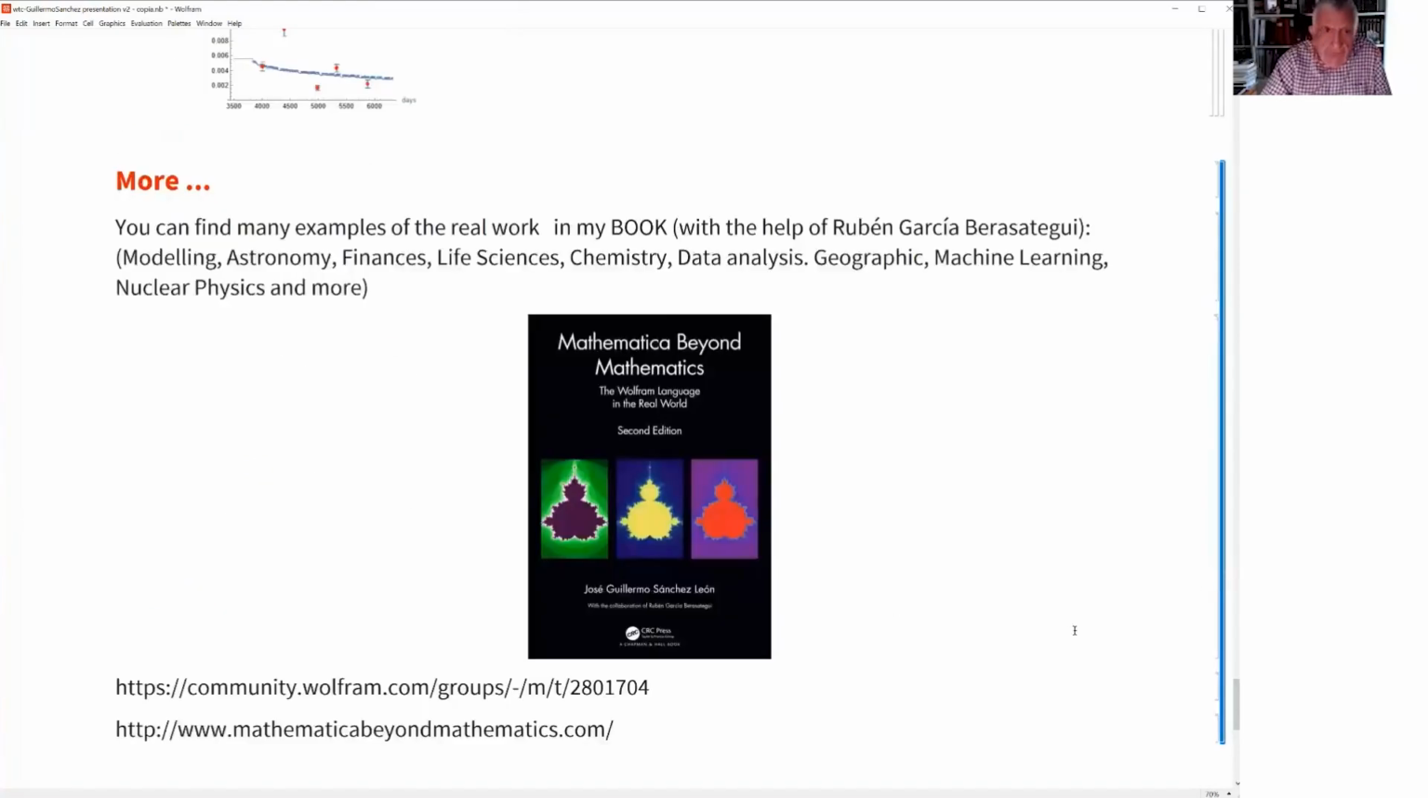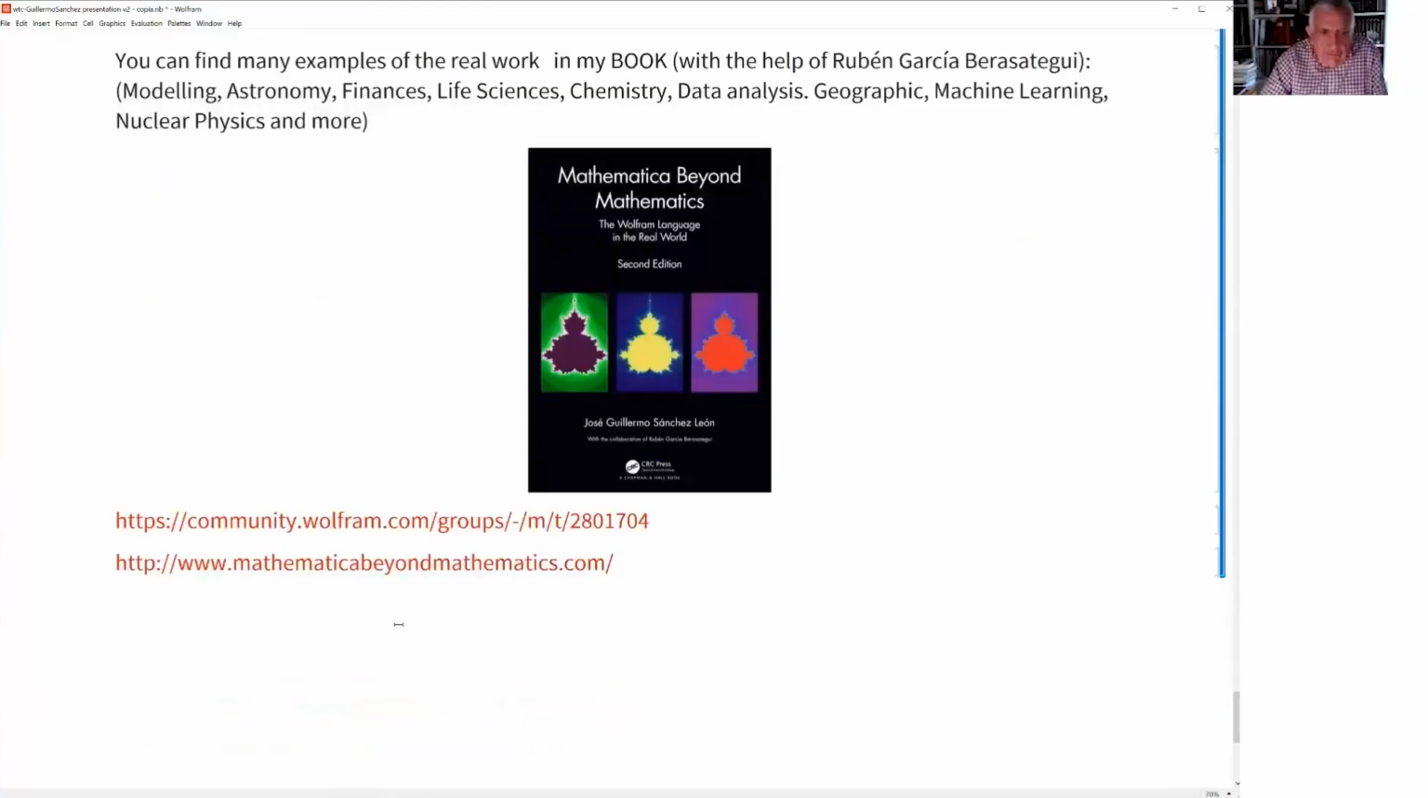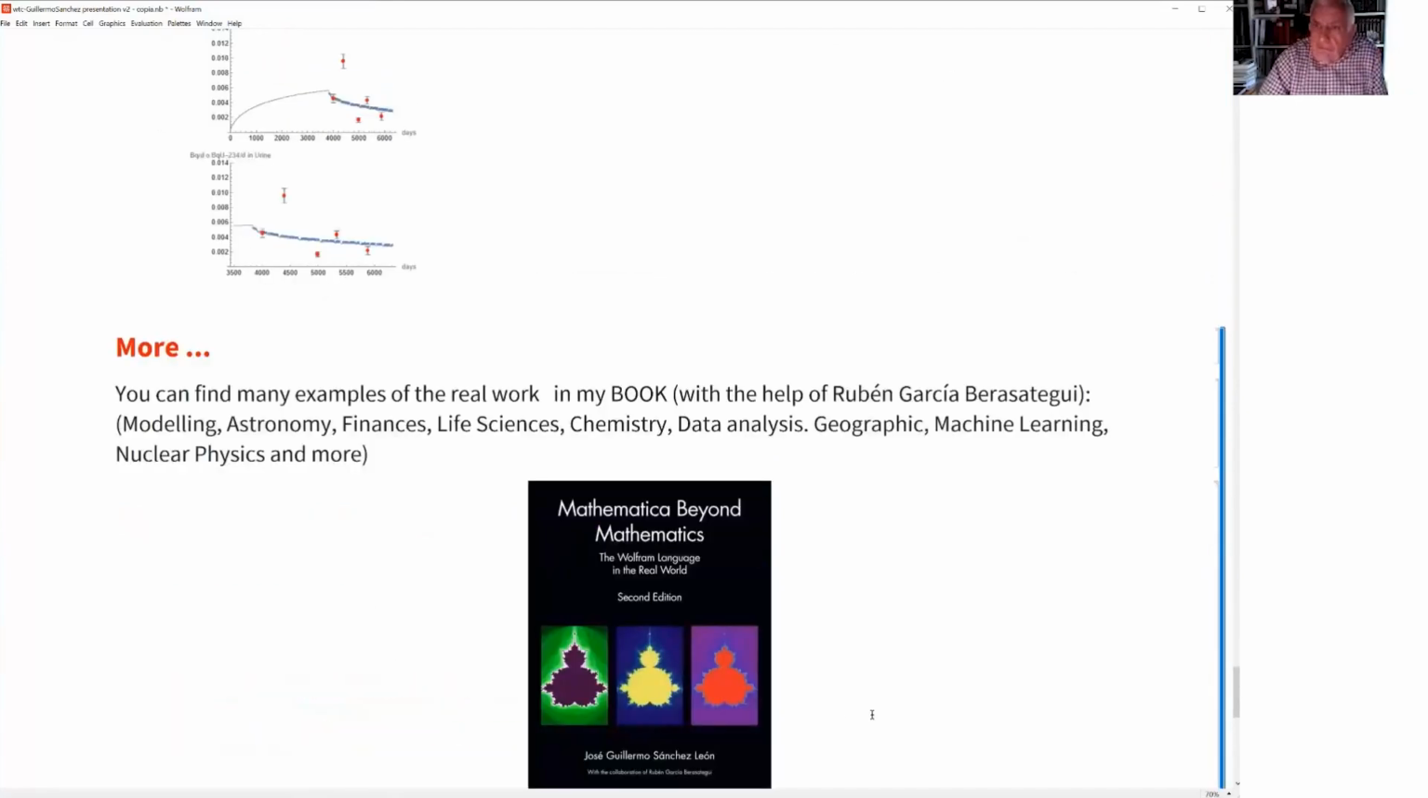Only to finalize, you can find many examples of the real world in my book, written with the help of Rubén García Berasategui. This book includes easy examples and real examples of modeling in astronomy, finance, life design, chemistry, geography, machine learning, nuclear physics, and more. Here you can find additional information. Thank you for your attention.